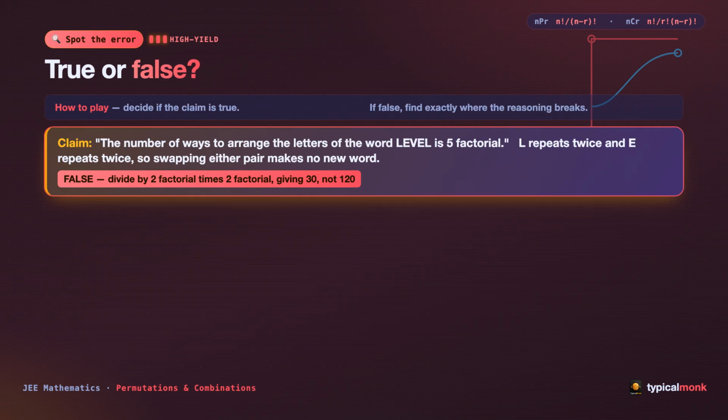Let us drill the JEE way. I read a claim, you decide true or false, and if it is false, find exactly where the reasoning breaks. First claim. The number of ways to arrange the letters of the word LEVEL is 5 factorial. Let us check. L appears twice and E appears twice, so swapping the 2 L's or the 2 E's produces no new word. We are overcounting. The true count is 5 factorial divided by 2 factorial times 2 factorial, which is 30, not 120. This is false. Repeated letters must always be divided out.